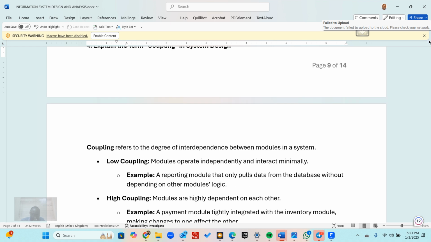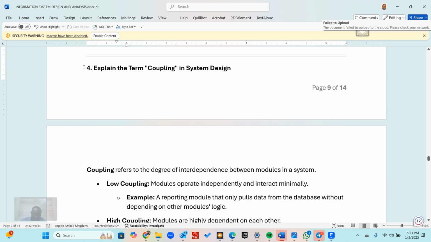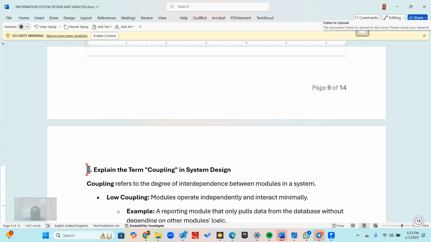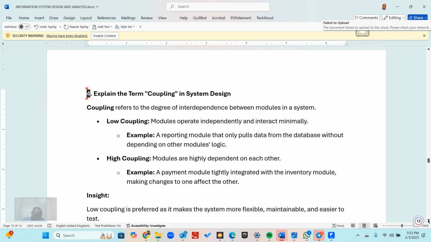So after decomposition, let's see, explain the term coupling in system design. Coupling refers to the degree of interdependence between modules in the system. Coupling refers to the degree of interdependence between modules of a system. Low coupling is modules operate independently and interact minimally. That's low coupling.